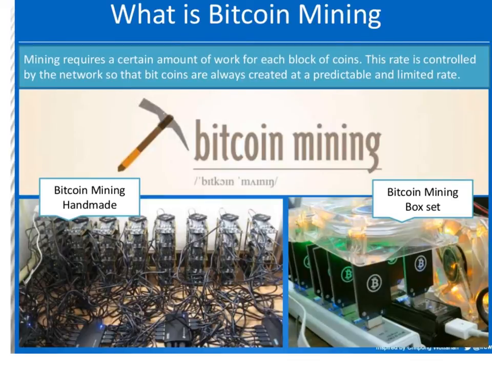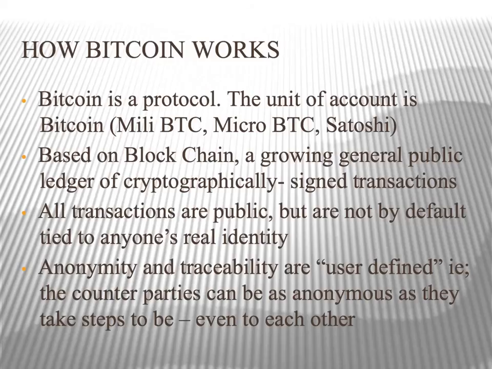After every 4 years, this rate of generation of bitcoins is reduced by half. That is, after 4 years from now, after every 10 minutes, a block of transactions will be added to the public ledger and it will fetch only 12.5 bitcoins. That is, only 12.5 bitcoins will be generated every 10 minutes. The units of account of a bitcoin are millibitcoins, microbitcoins, and Satoshi, named after the founder of bitcoins.